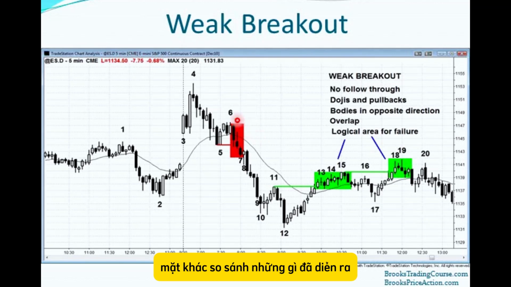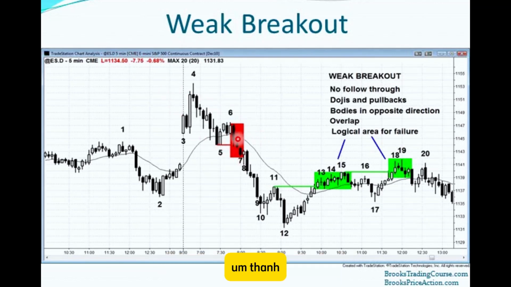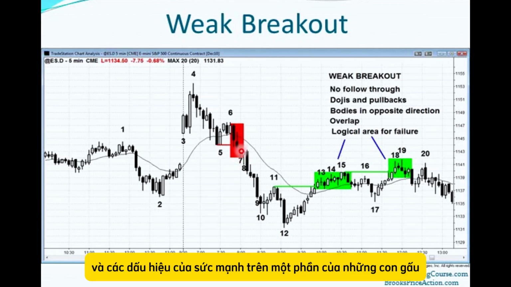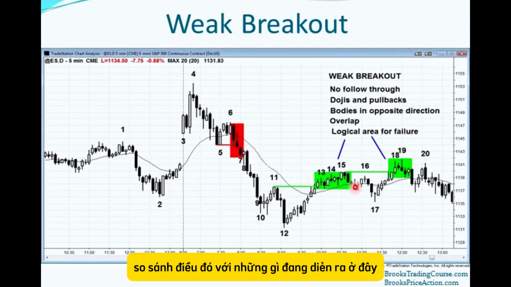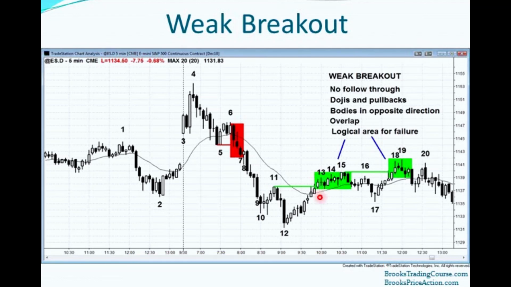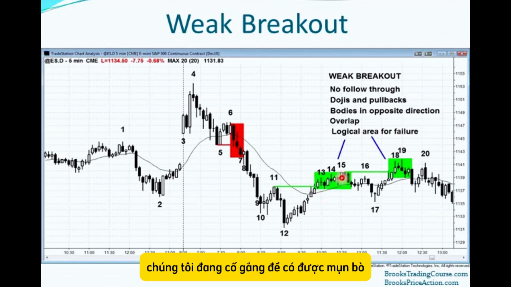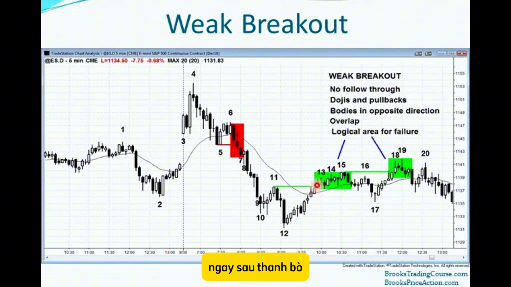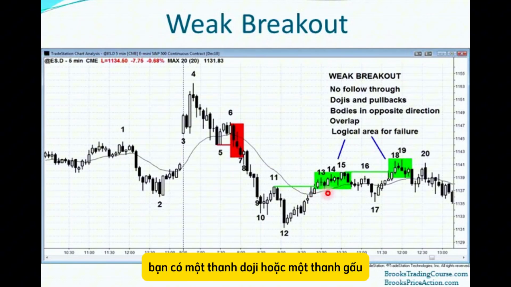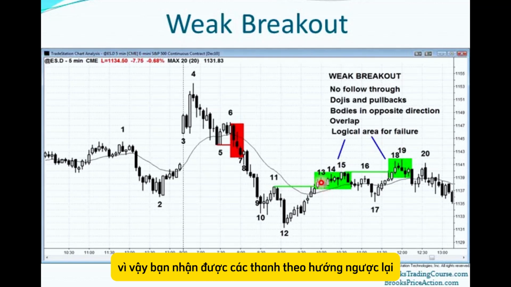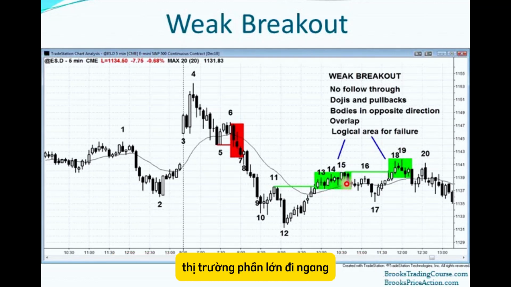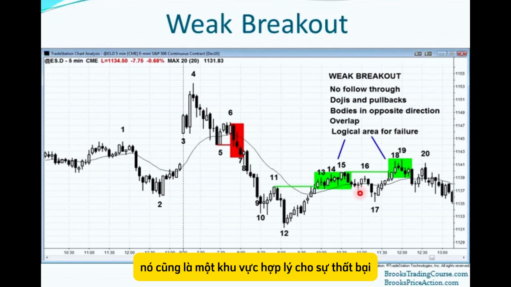On the other hand, compare what took place over here with these big bear breakout bars and the signs of strength on the part of the bears. Compare that to what's taking place over here. Okay, we have bull bars. We're trying to get bull breakouts, but there's no follow-through. Right after the bull bar, you get a doji bar or a bear bar, so you get bars in the opposite direction. The market's largely going sideways. It's also a logical area for failure.